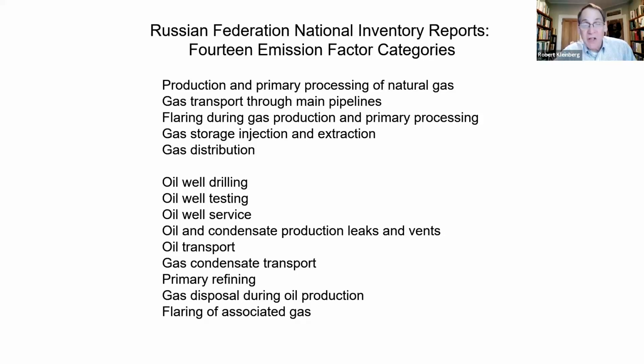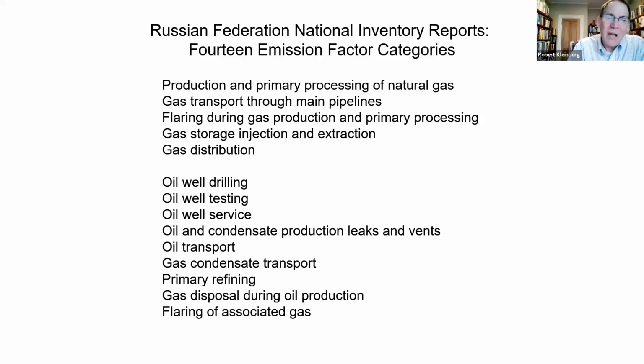Again, methane emissions. Each one of these has an emission factor. And then the activity factor for the gas is the amount of gas produced by Russia, and for the oil, it's the amount of oil produced by Russia. So the activity factors are very simple and easy to trace. But that gives rise to some inevitable inaccuracies.